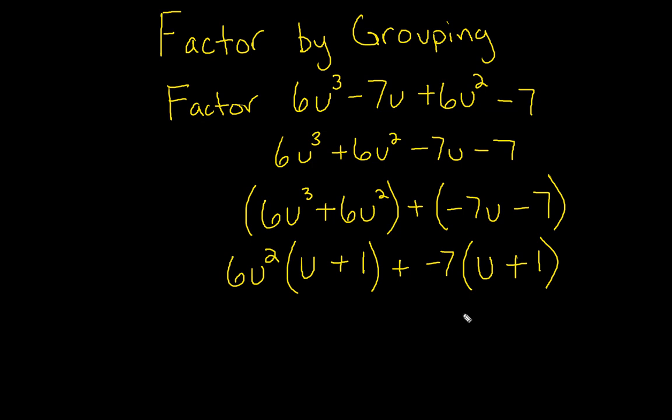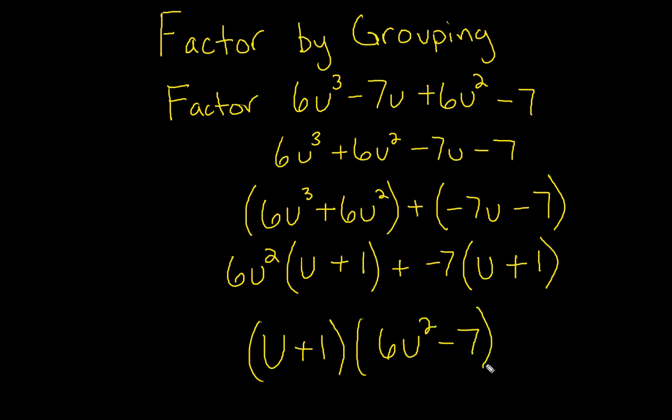From here, you can see that the expressions in the parentheses match. So now we have another common factor that we can factor out. So we factor out the u plus 1. And what's left is the 6u squared minus 7. And now this is what we get when it's in complete factored form.